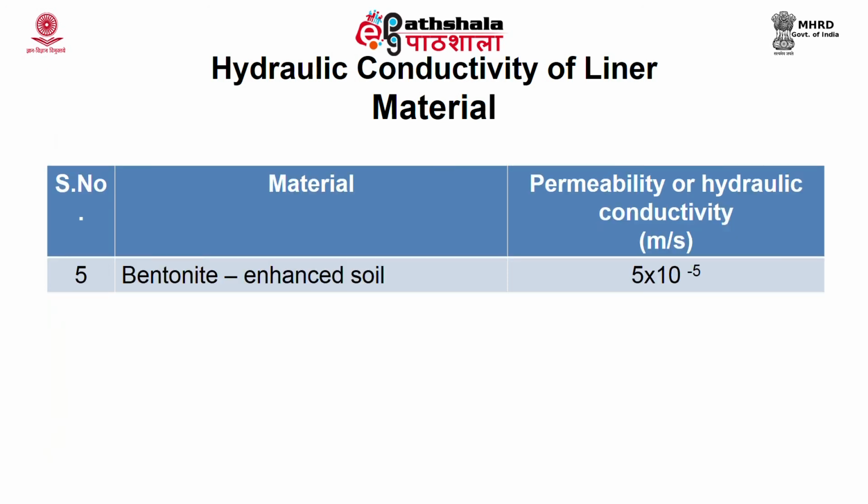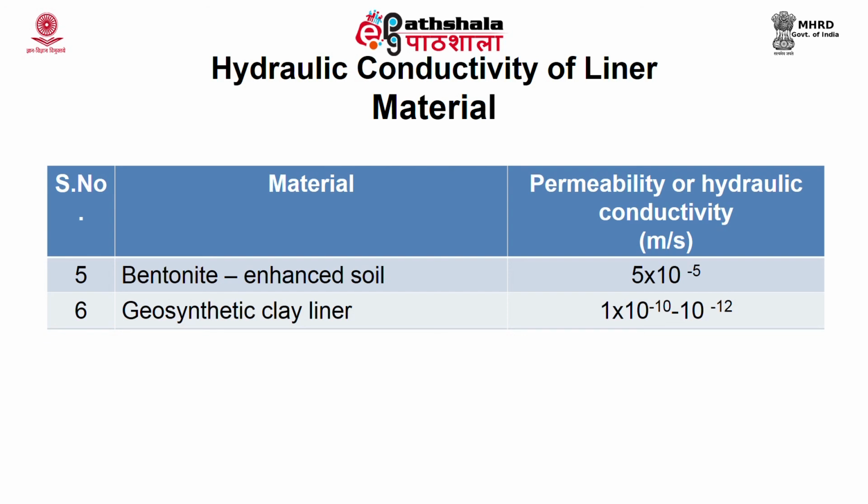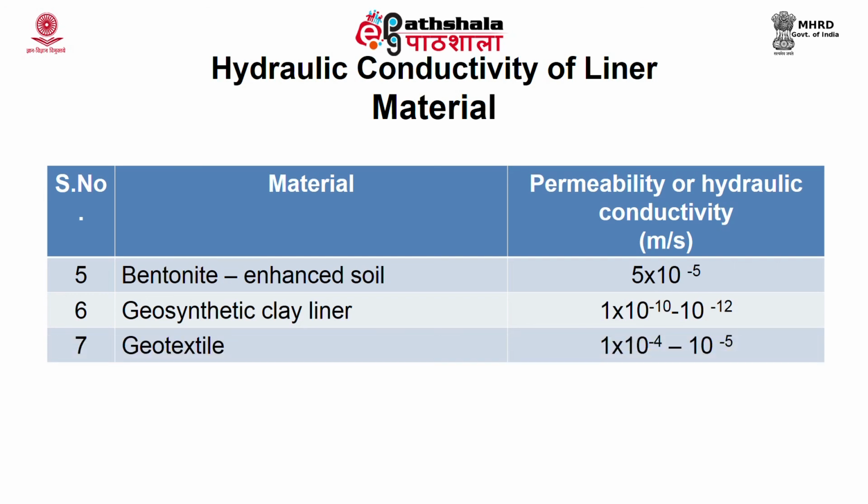The bentonite enhanced soil will have a permeability of 5 into 10 to the power of minus 5. The geosynthetic clay liner, these are all polymers. The geosynthetic clay liner is a combination of a natural and a synthetic polymer. So, this will have a permeability in the range of 1 into 10 to the power of minus 10 to 10 to the power of minus 12. Geotextile and geonet are synthetic liners and they have permeability in the range of 1 into 10 to the power of minus 4 to minus 5 and 1 into 10 to the power of minus 1 respectively.